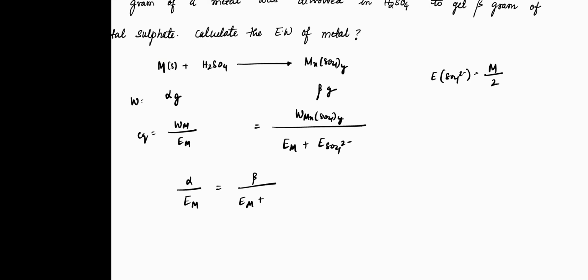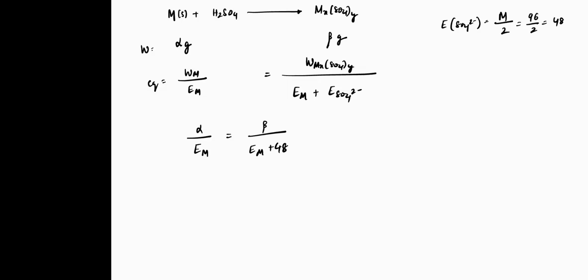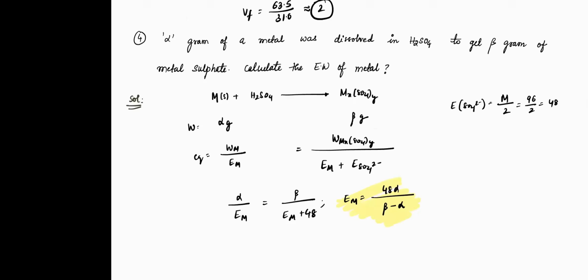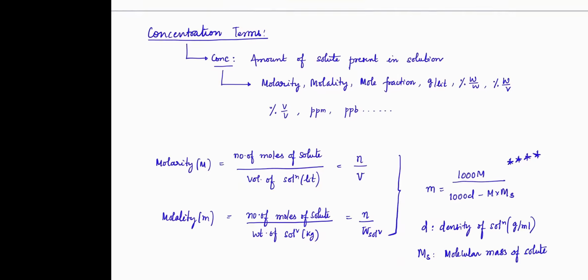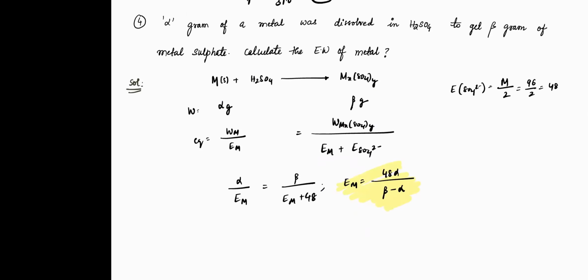How much is the total charge it carries? So therefore, molar mass of SO4 is how much? 96 by 2. So how much is it? 48. So therefore, this plus 48. So from here, if you calculate equivalent weight of metal, it is coming out to be 48 alpha divided by beta minus alpha. Okay, so this will be the final value you should look out for. Clear? Right. Check.